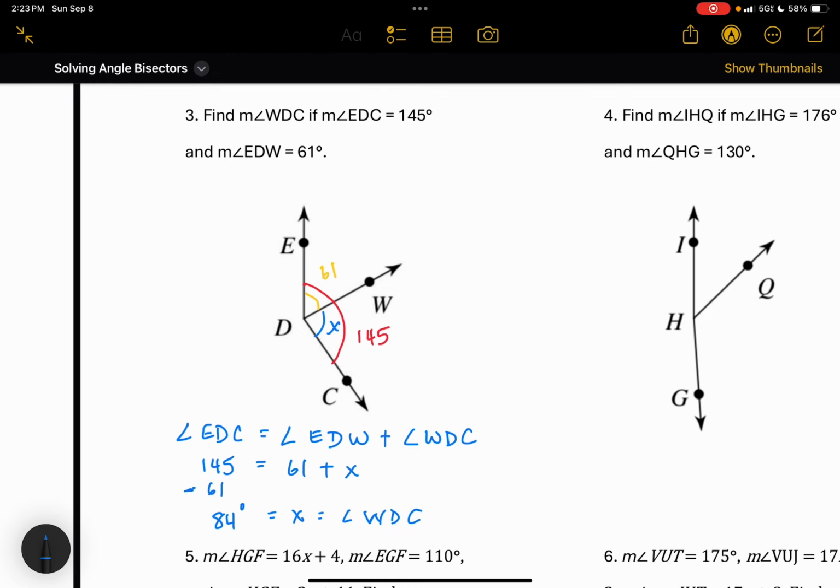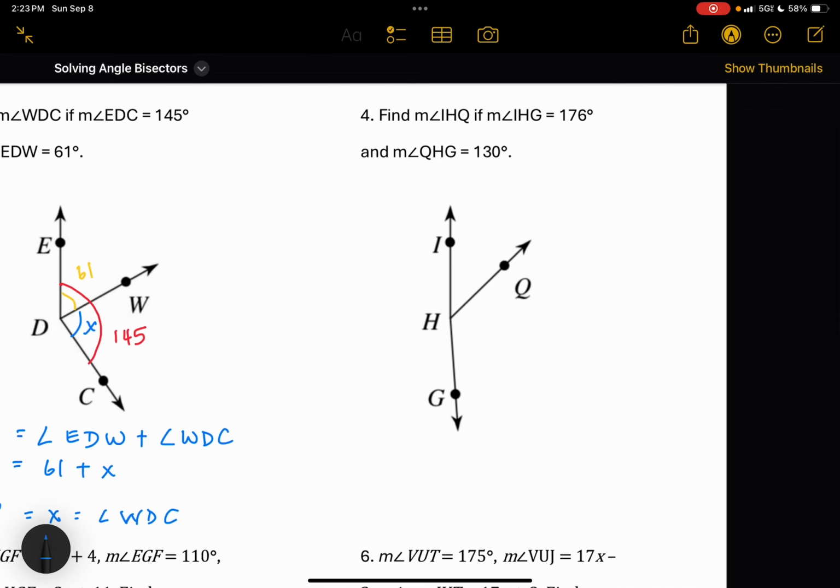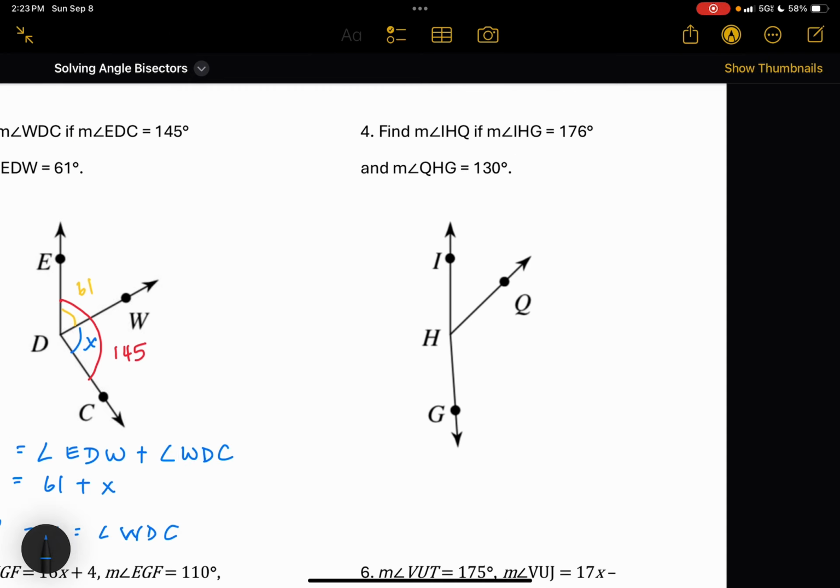Okay, and remember that when we move things away from X, it's always by its opposite. 61 was positive, its opposite is negative, which is subtraction. So 145 minus 61 gives me 84. All right, so over here, I'm going to write what we have.